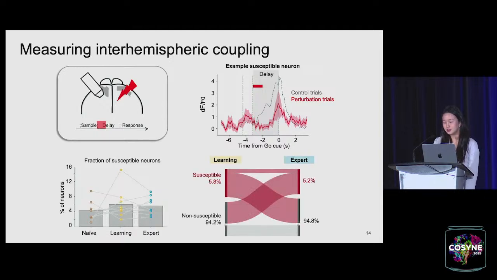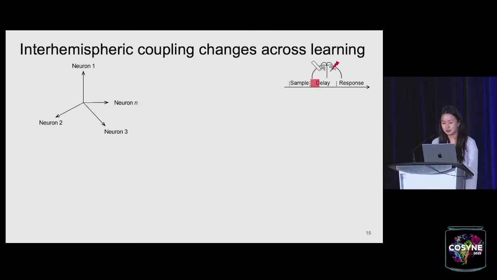Unexpectedly, we find neurons susceptible to contralateral perturbation are not the same over learning. So in this flow diagram, you can see that there is a lot of turnover of susceptible neurons across learning. This tells us that the coupling between brain regions is changing. And to examine the impact of this change, we look at network coupling in population activity space.